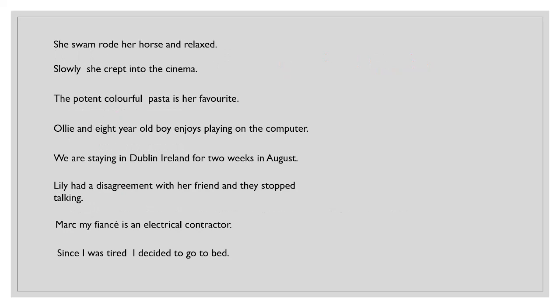So here are some examples. Get a pen and a piece of paper and see if you can work out what the rule is and where the commas go. She swam, rode her horse and relaxed. Here we have a list. So the comma goes after swam. Slowly, she crept into the cinema. So it's at the start of the sentence. So it's an introductory phrase.